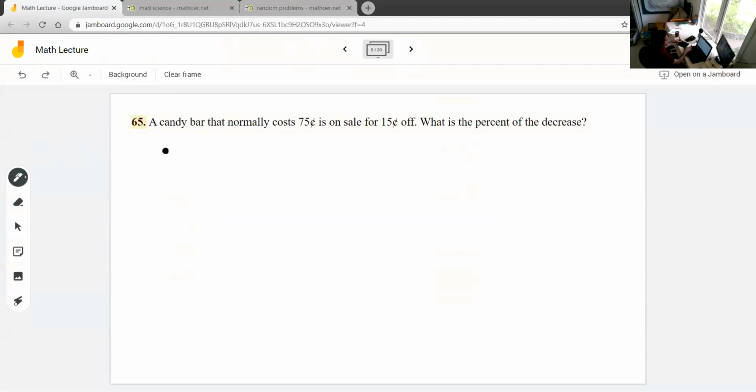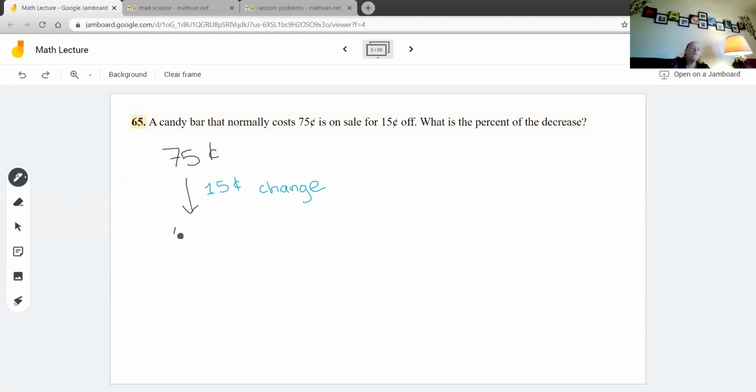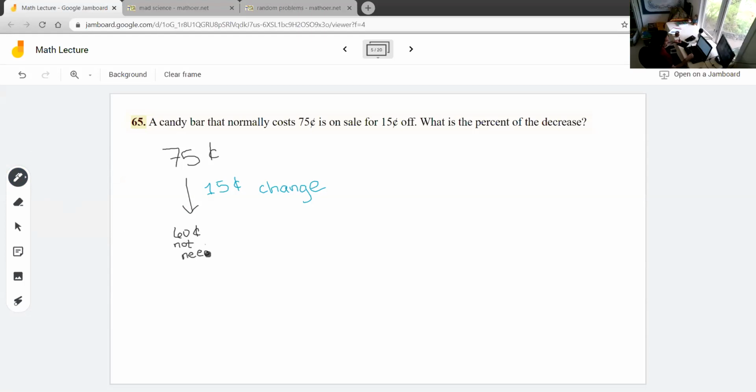It goes down by 15 cents. By the way, this problem doesn't tell us the new price, but I could write that if I wanted. What is the new price? 60 cents. Just take the 15 away. Does that make sense? So this isn't needed, but if we did want it, we could get it. Anyway, we have the change, and it asks, what's the percent of that change?